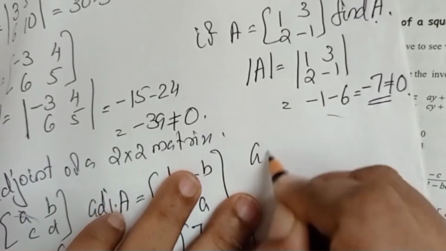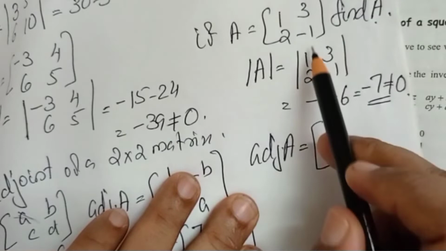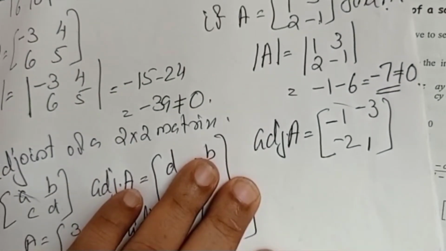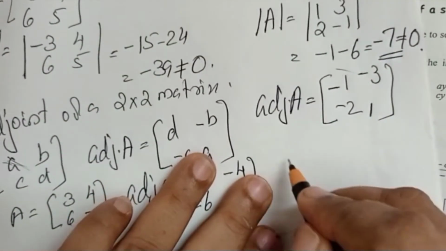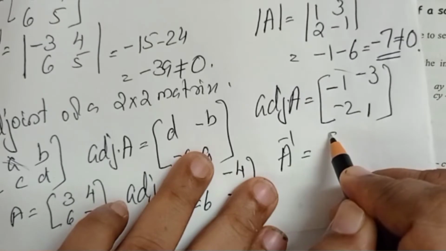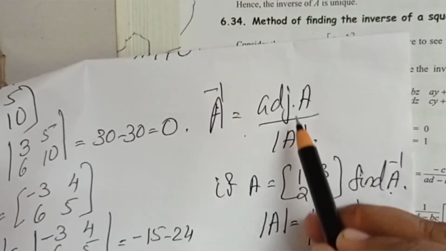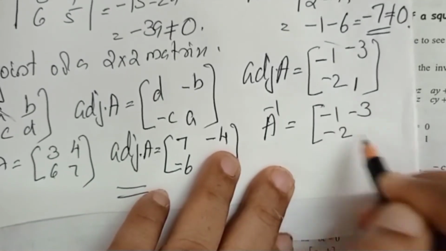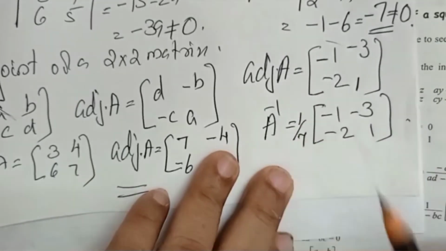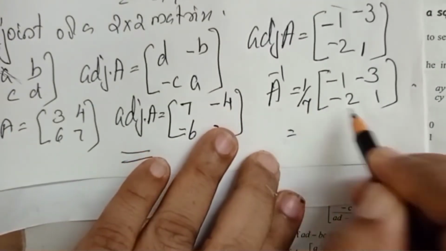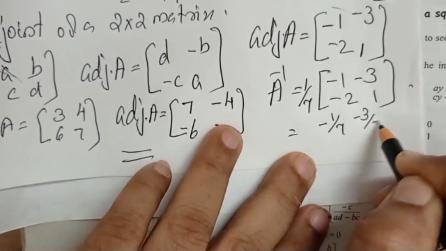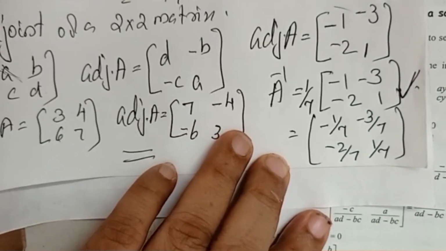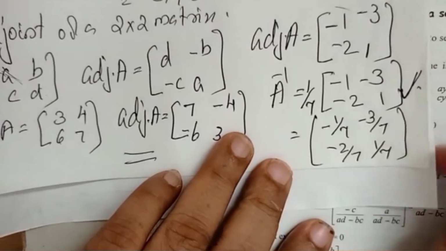Now, how can you find the adjoint? Adjoint of A is: interchange the leading diagonal, minus 1, 1 here, and change the sign of the other diagonal, minus 3, minus 2. Then, what is A inverse equal to? Adjoint A by determinant A. That is A inverse is equal to minus 1, minus 3, minus 2, 1, the whole by minus 7. You can write the answer in fractional form, or the above form is also correct. A inverse is equal to adjoint A by determinant A.